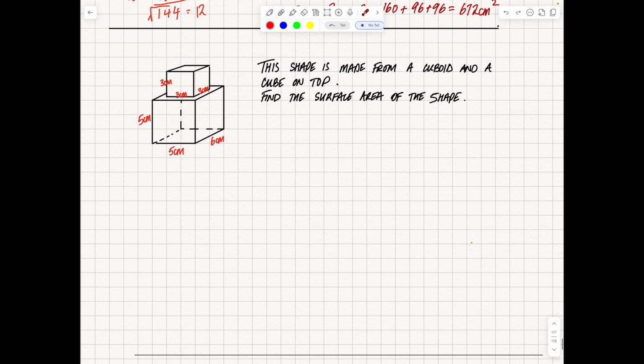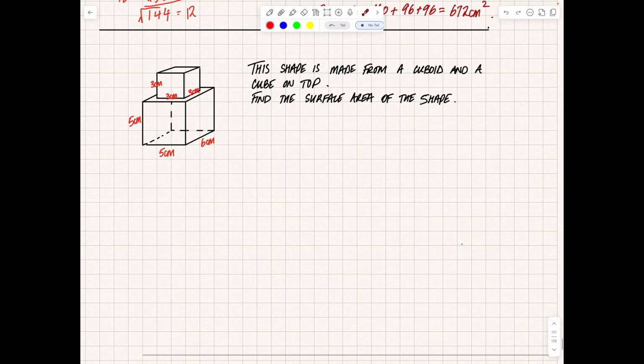Okay, last example. This one's pretty nasty, so you might want to pause the video here and have a go at trying to do this. The shape is made from a cuboid, which is this bottom bit here, because it's 5, 5 and 6, and a cube on top, so the cube is all sides the same. Find the surface area of the shape.